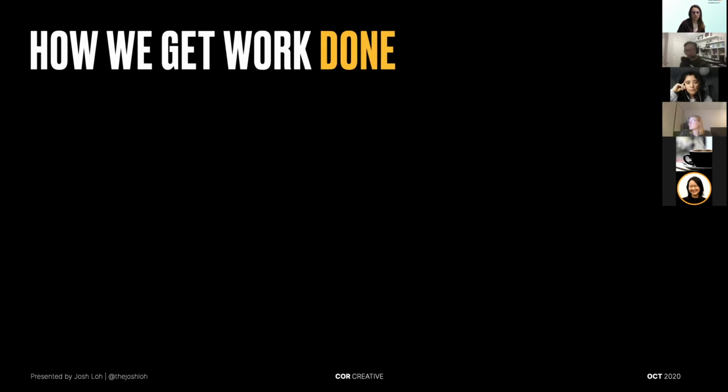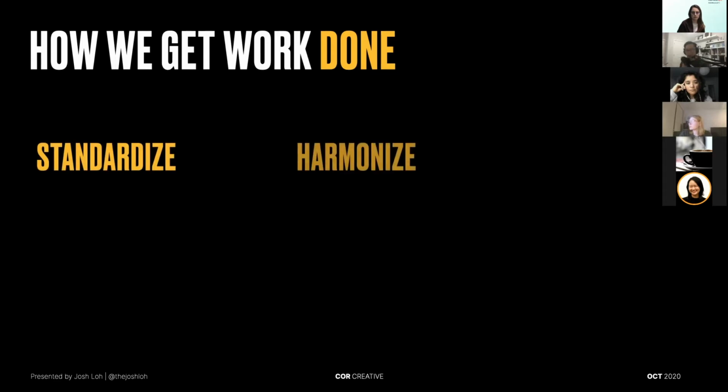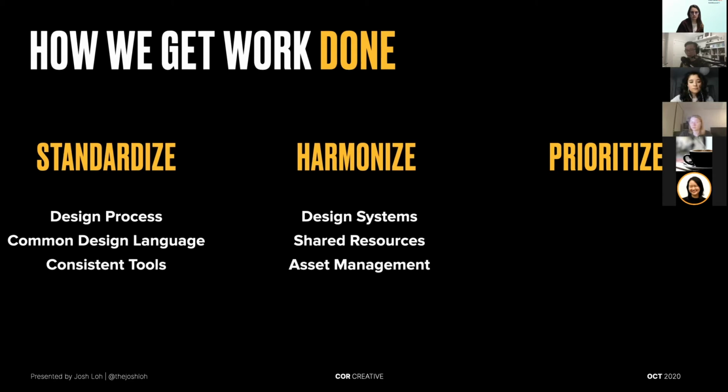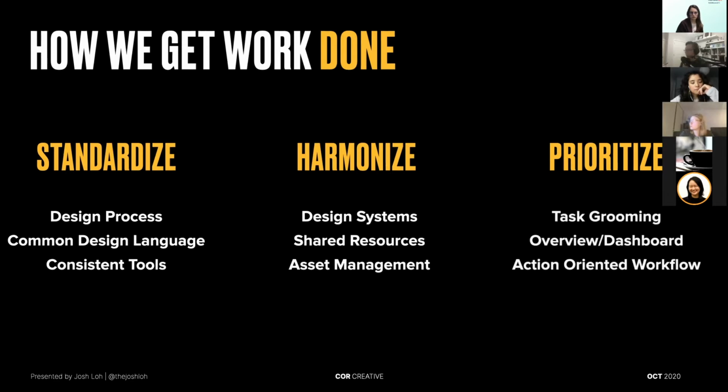How we get work done. It's more action oriented. It's all about standardizing, harmonizing, and prioritizing. Under standardize, this includes design process, coming up with a design language, having consistent tools for people to use. Harmonizing is about creating design systems, having shared resources, asset management. Prioritize is task grooming, overview dashboard, and action-oriented workflow.